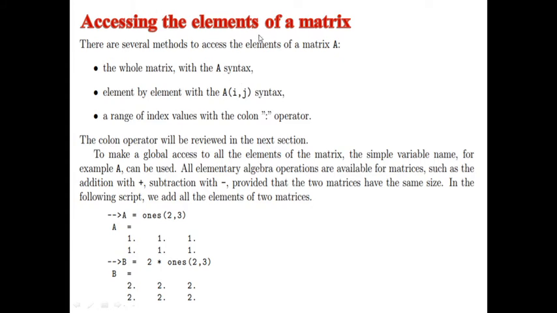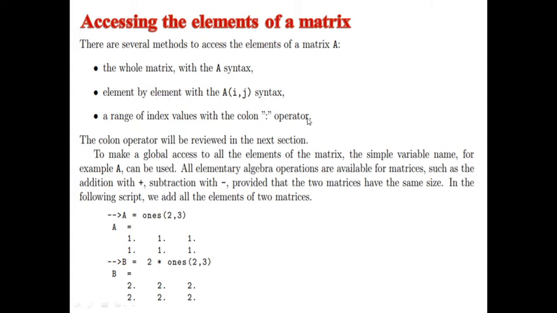Next, accessing the elements of a matrix. Accessing means there is already a matrix and you are going to access a particular value. How can you access it? There are several methods. You can access the whole matrix with the A syntax, or you can access a particular element by A of i comma j syntax, or a particular range of values by using the colon operator. There are three ways to access the elements of a matrix. First is the whole matrix. Second one is the particular element.